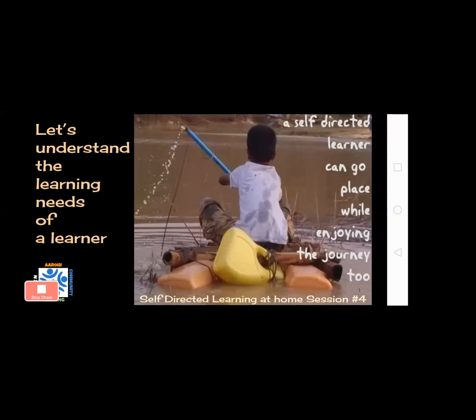the different needs of the learners, and we explore those learning needs through learner insights. So let's start with an activity.